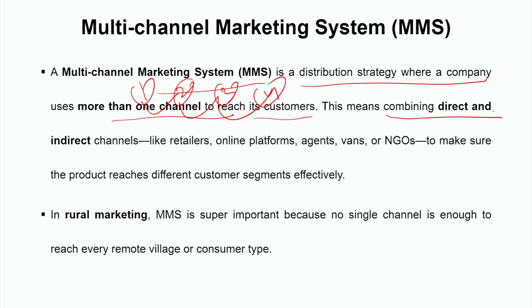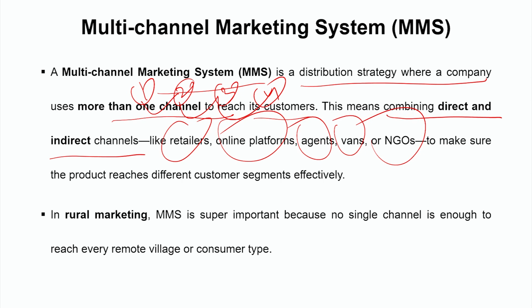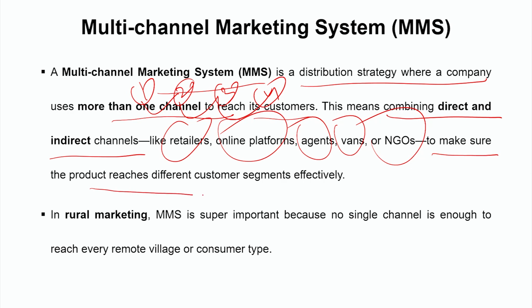they want to combine the direct and the indirect channels like retailers 1, online platform 2, agents 3, vans 4, NGOs 5. It means that whichever company is present, in whatever means, they are going to work with each other. The agents are going to work, the vans are going to work, providing the communication, logistics; the producer is going to work, the wholesaler is going to work. They all ensure that the product reaches the different customer segments effectively. The ultimate goal of this multi-channel marketing system is to reach the customer's end and provide the delivery to the customer's hand.